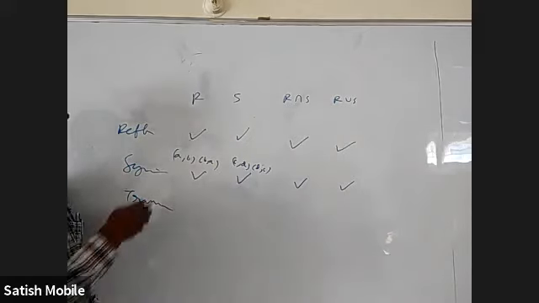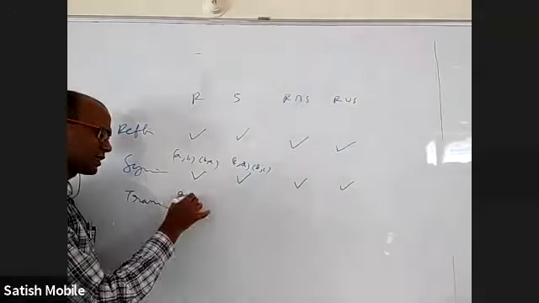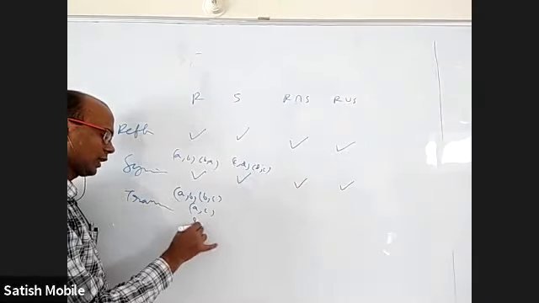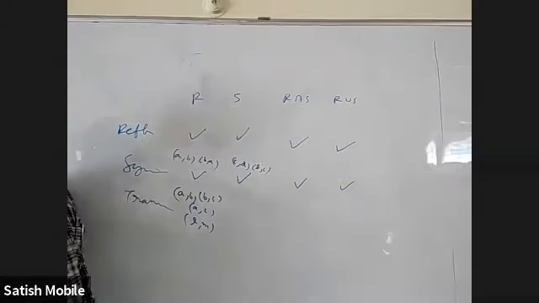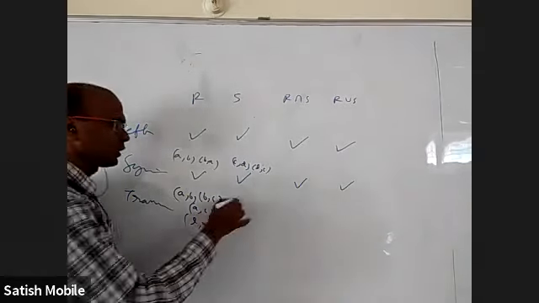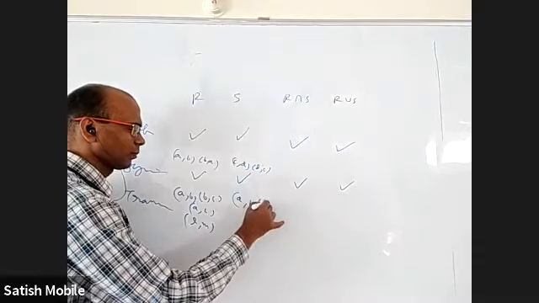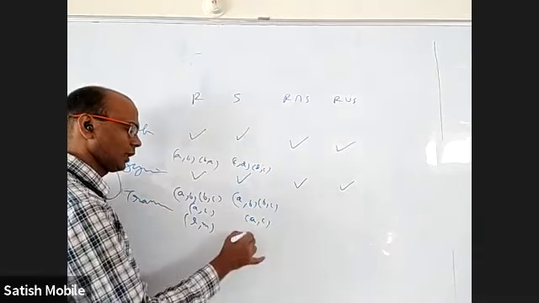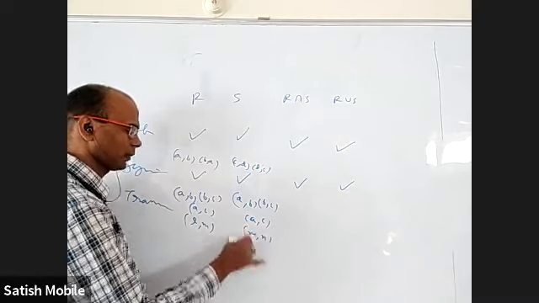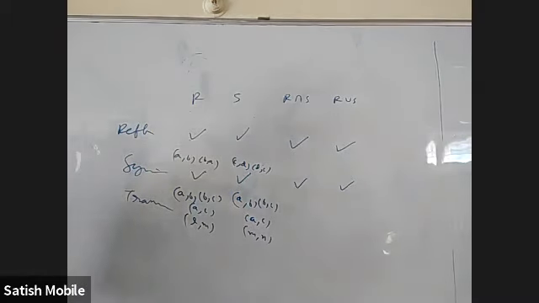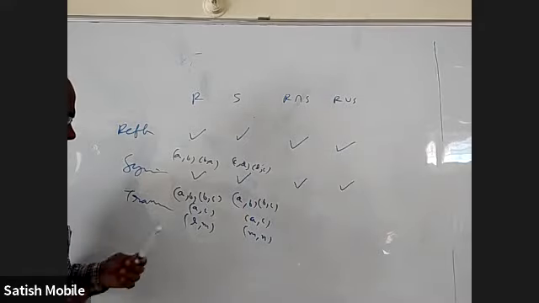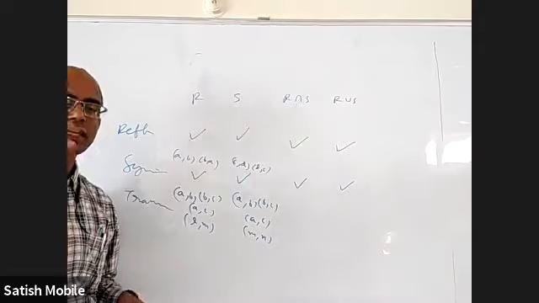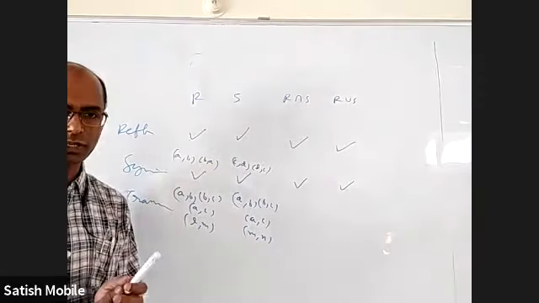I'll tell you an example. In this AB is there, BC is there, AC is there, L comma M is there, nothing else. In this AB is there, BC is there, AC is there, and M comma N is there. That's all. If LM is there, MN is there, and LN is not there, it is not transitive.